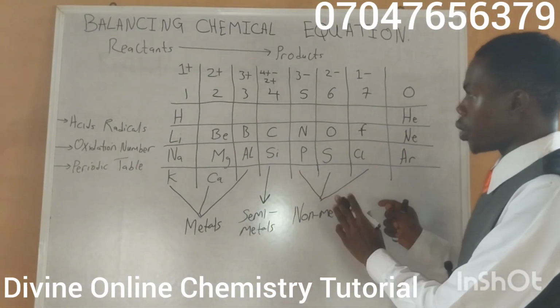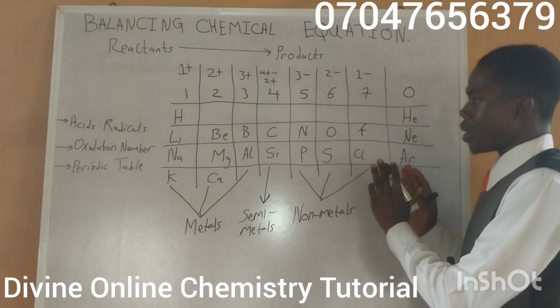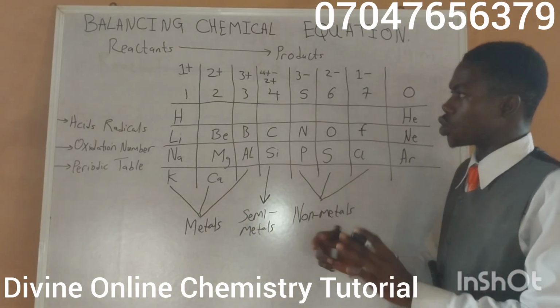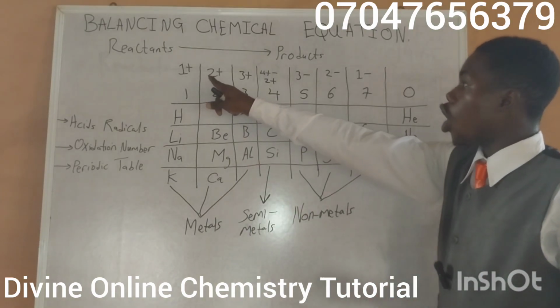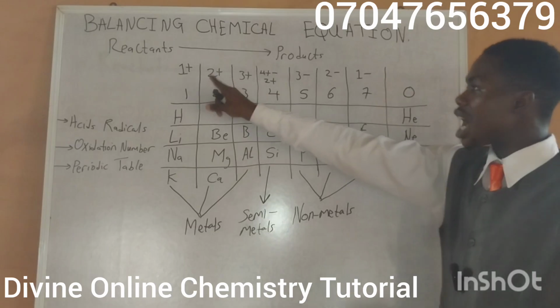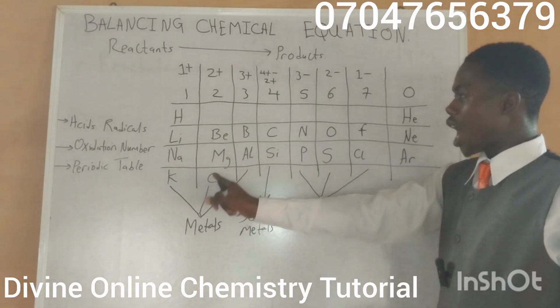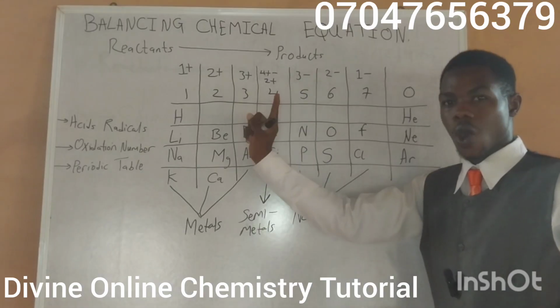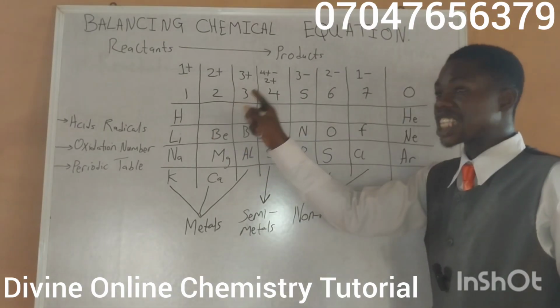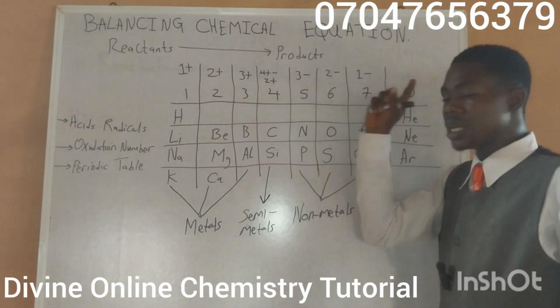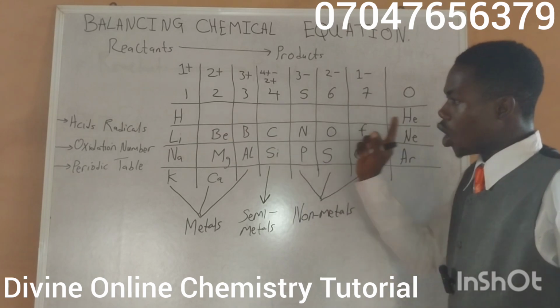So this is all about oxidation number. Please, when balancing chemical equations, we'll be dealing more with this oxidation number. Please have an idea of this oxidation number. Please take note of each of these groups and their various oxidation numbers, especially for the metals and the non-metals. So please take note of this.